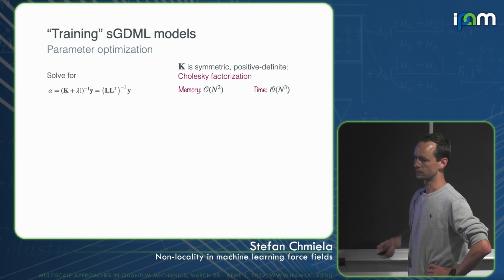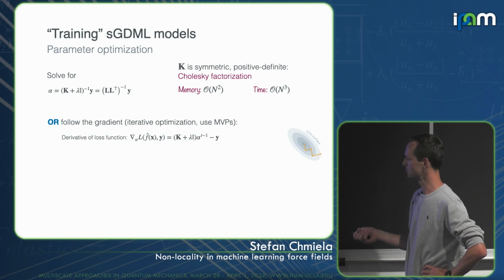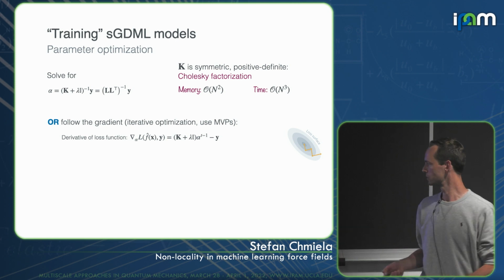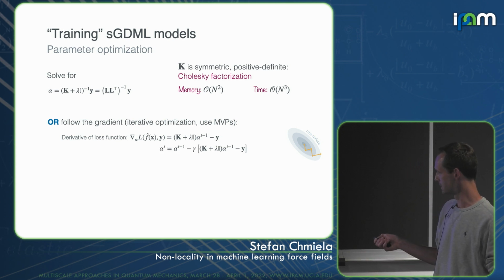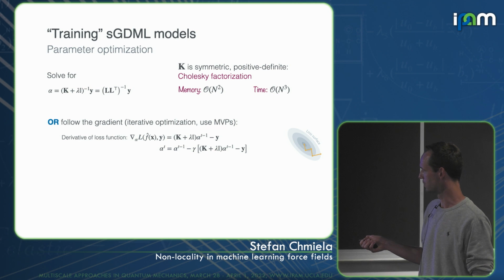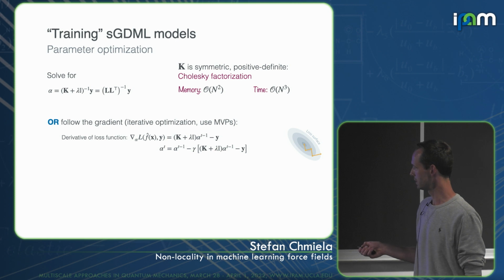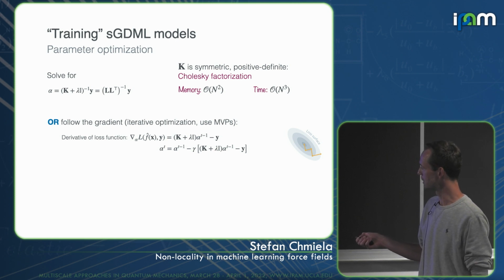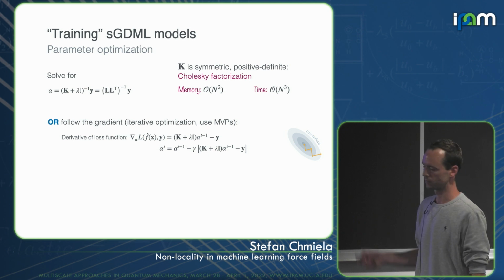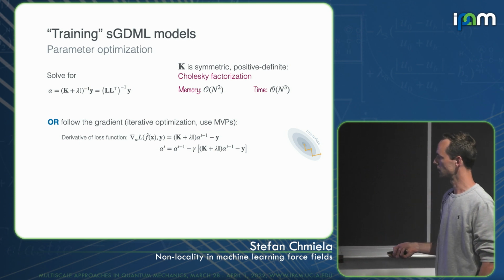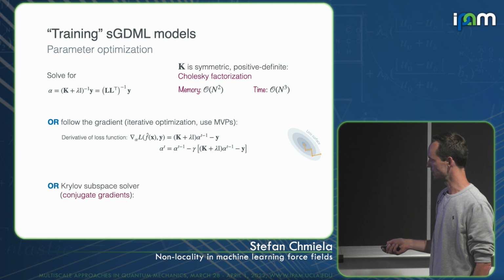So the alternative would be to train it like a neural network and to just take the gradient of the cost function of this machine learning problem, and then just follow this gradient, right? Here, for example, this is the gradient of the simple linear problem, and we have a learning rate here, and then we just iterate until we converge our parameters. The advantage here is that we only use matrix vector products, which means that we never instantiate the matrix, and therefore we avoid the memory scaling, which is the main bottleneck. Now, the problem is this would never converge because the condition number of K is horrible.